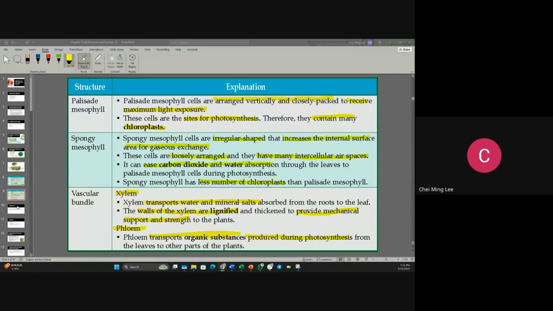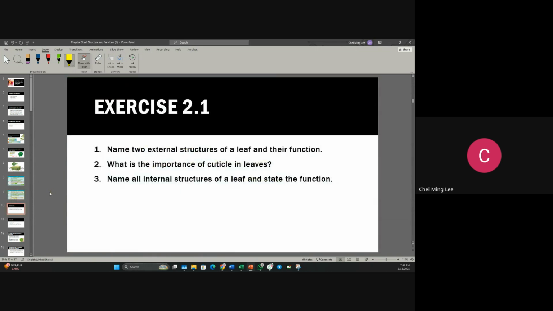Okay, all done? All right, so let's continue. Try this. Name two external structures of the leaf and their function, and what's the importance of the cuticle. Number three, try to do this without checking back what you have copied down.